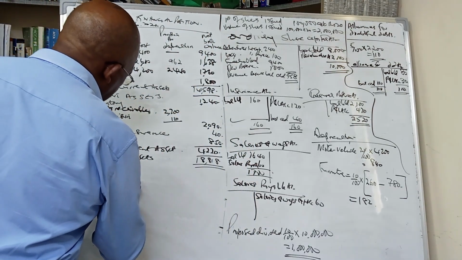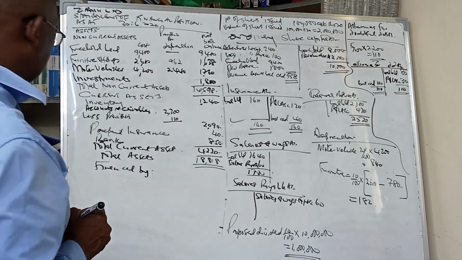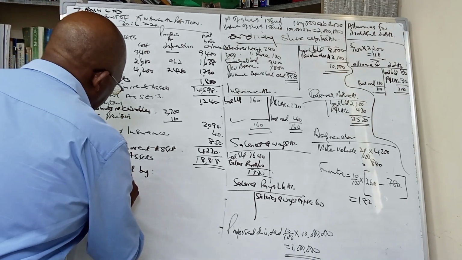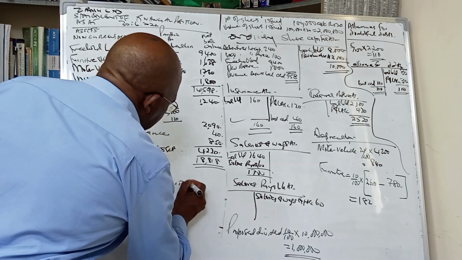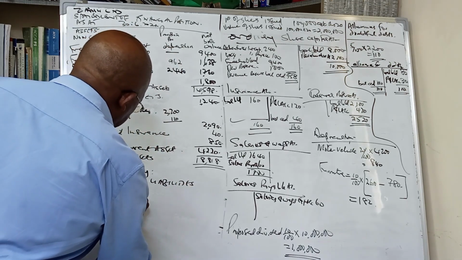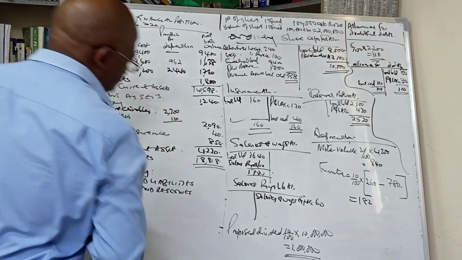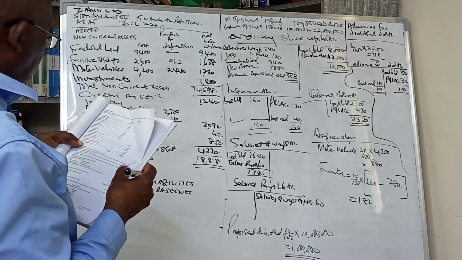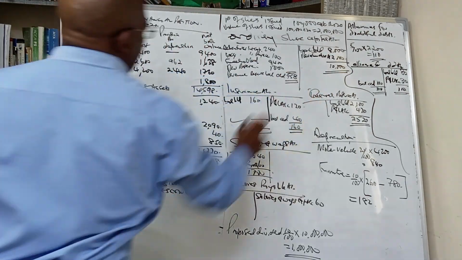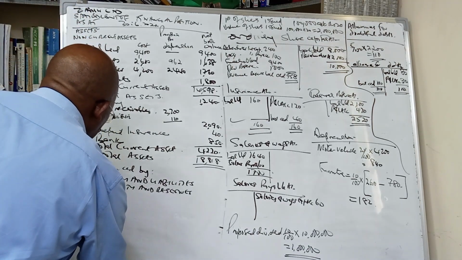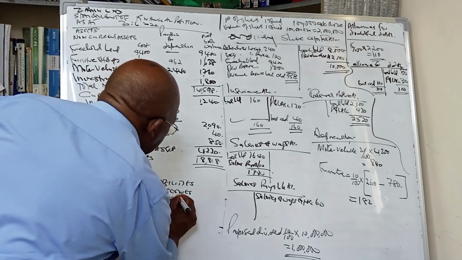And then we say financed by. How do we get the money to have these assets? We say equity and liabilities. From equity and liabilities, we say equity and reserves. From equity and reserves, we say ordinary share capital is 10 million. The balance now is 10 million.